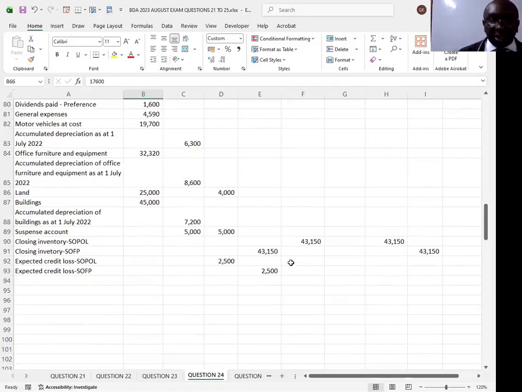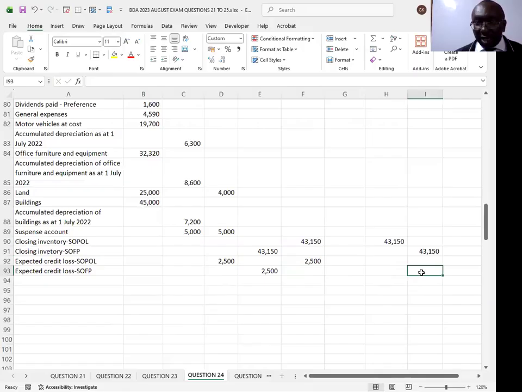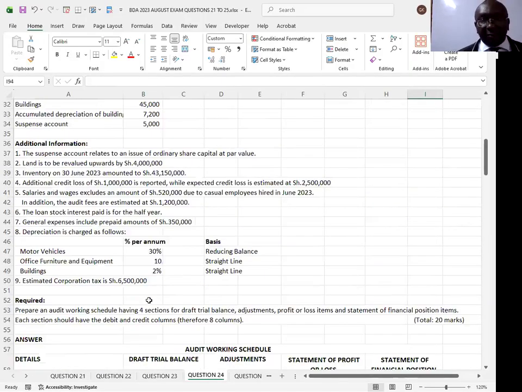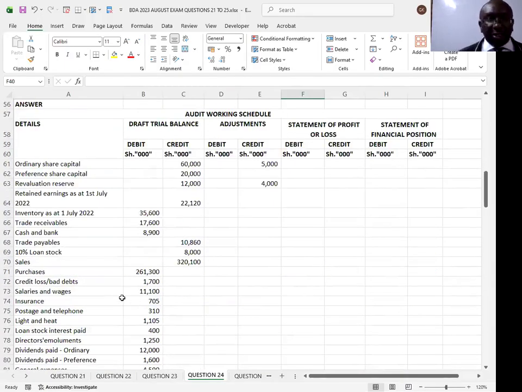So we complete this transaction. So I will come and debit here, this one. And I'll come and credit here, this one. Now, in so doing, that one is complete. And we have taken that this 1,000 is part of this 2,500. Because you can see, we are recording it for the first time. That's the first time we are recording the expected credit loss.